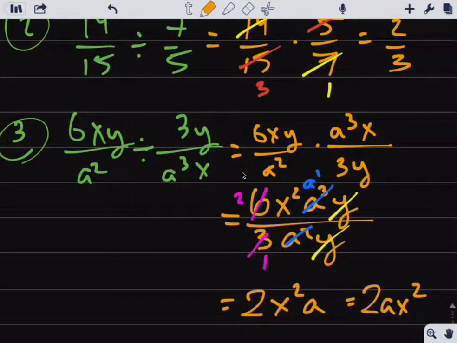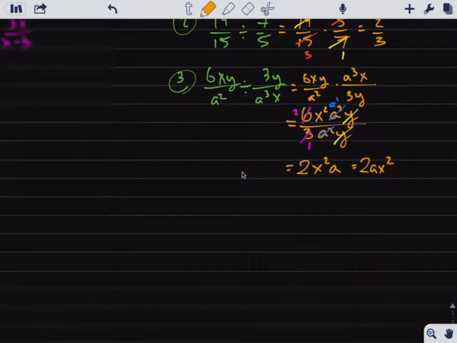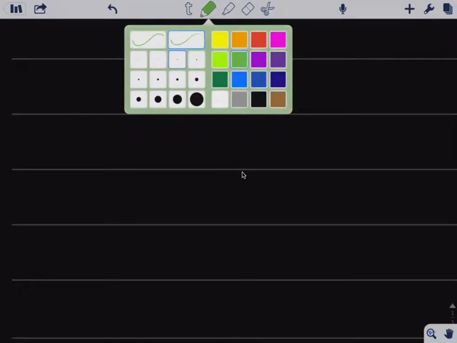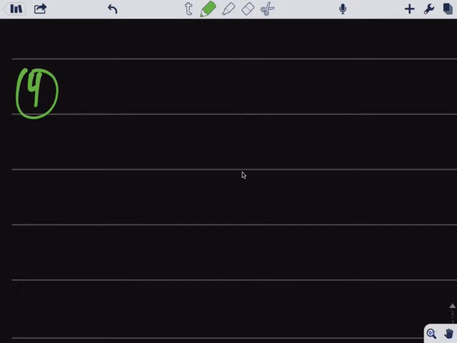All right, so let's see if we have a little more straightforward ones for you. Let's look at another example with these. Here we go. Example 4.